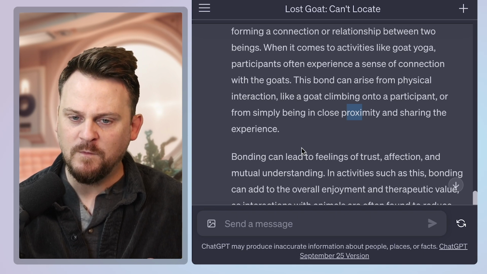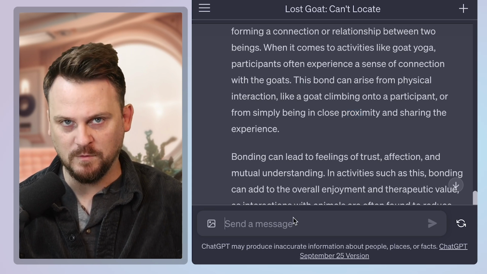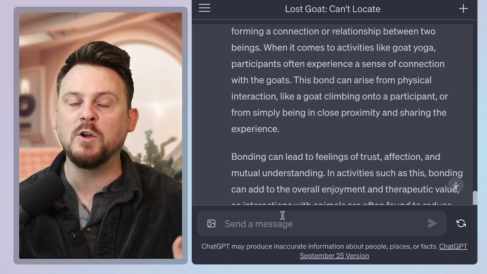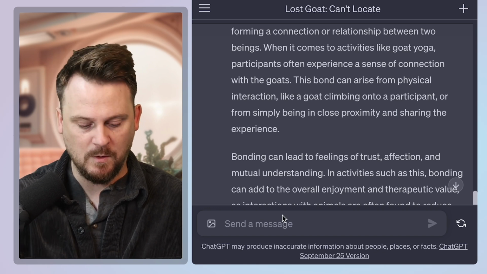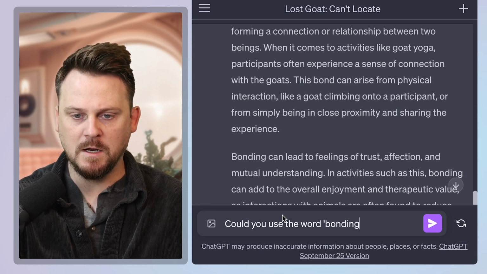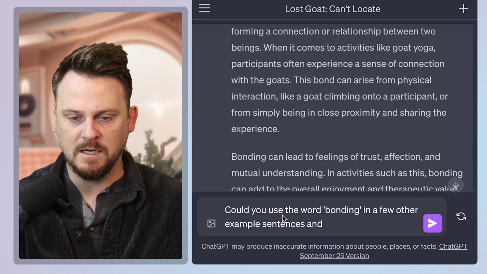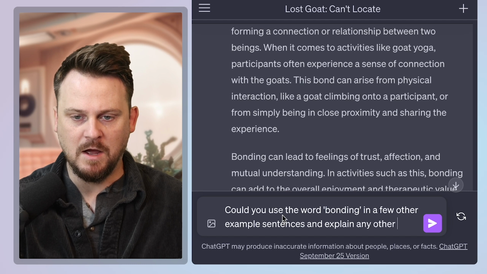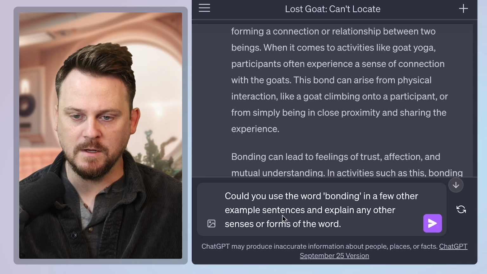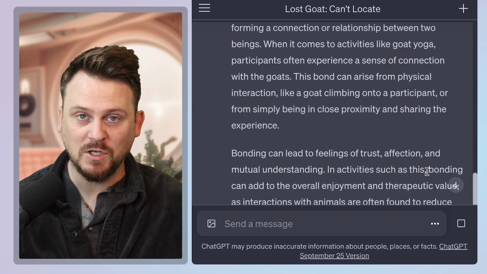But then if we want, and by the way, we can explore individual sentences by, for example, asking for an explanation of what bonding means. And we could go even deeper. We could say, could you please use bonding in, well, why don't we do it? Could you use the word bonding in a few other example sentences and explain any other senses or forms of the word? Got it. Okay. So this maybe is a way to dive deeper into the specific word. And I'm just picking one out, right? This is just an example.